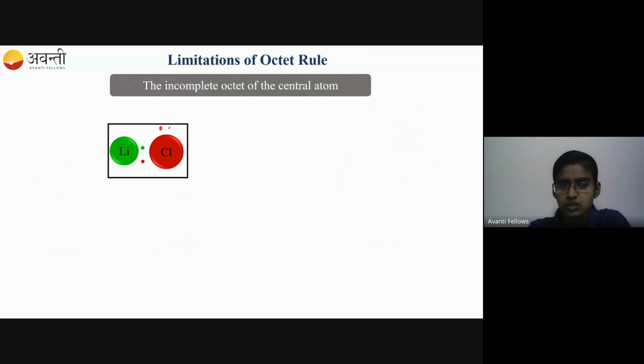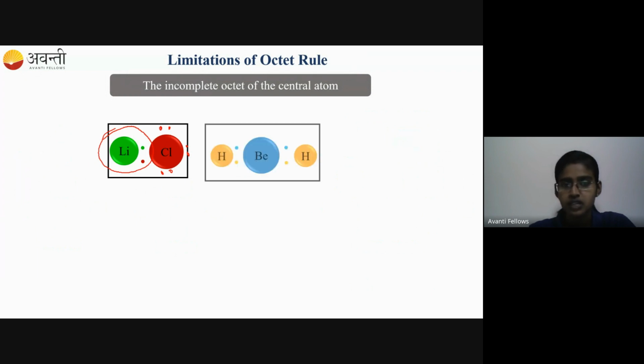So 1, 2, 3, 4 and 5, 6. Here is the 7th. Okay, lone pairs are not shown here. Only the bond pair is given. So 2 electrons. Now these 2 atoms are combining to form the bond. Okay. Lithium doesn't have 8 electrons around it. Lithium has only 2 electrons around it, but still it is stable. So that's why it is coming under this incomplete octet configuration.